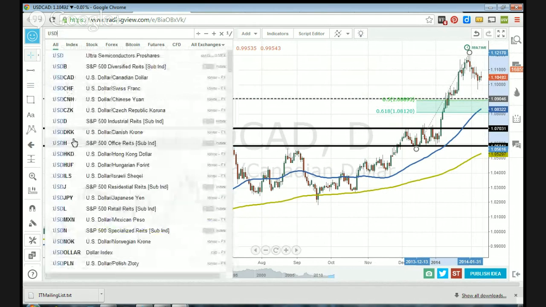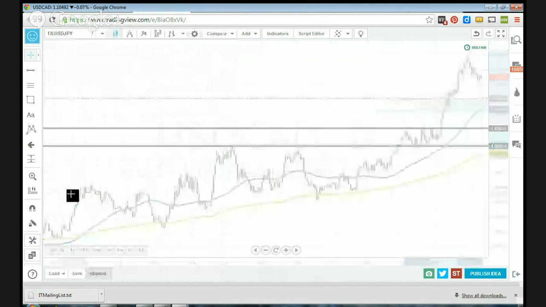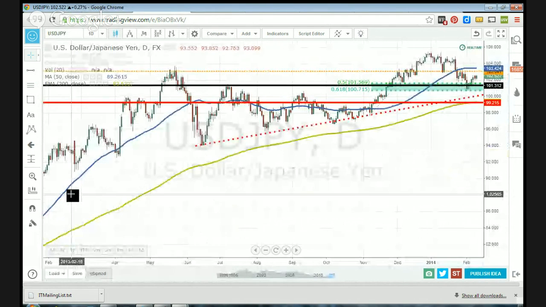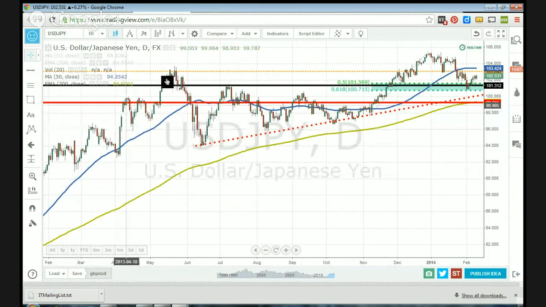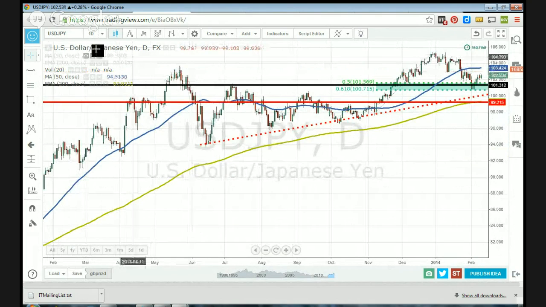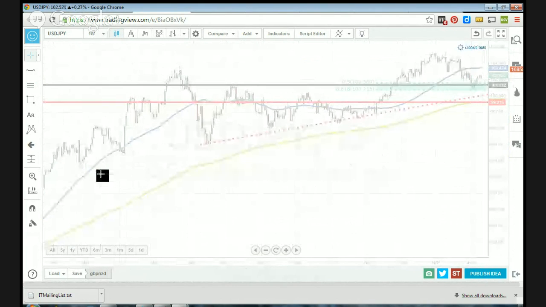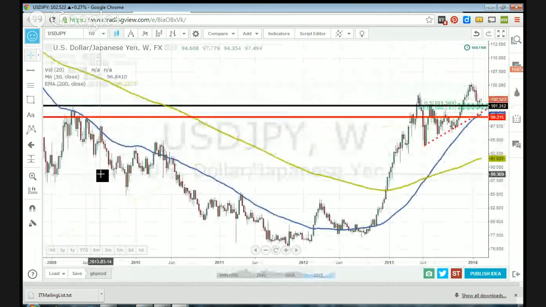Dollar yen. Yeah, we see similar price action to euro yen. I still like the euro yen setup much more. Yeah, I'm going to delete this line. Let's see what it looks like on the weekly chart. Yeah, so here we go. Similar to euro yen, I like the euro yen setup more.